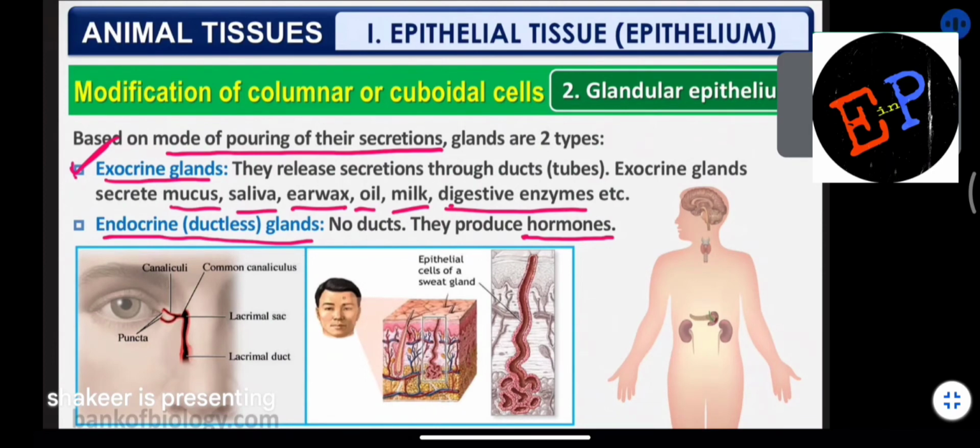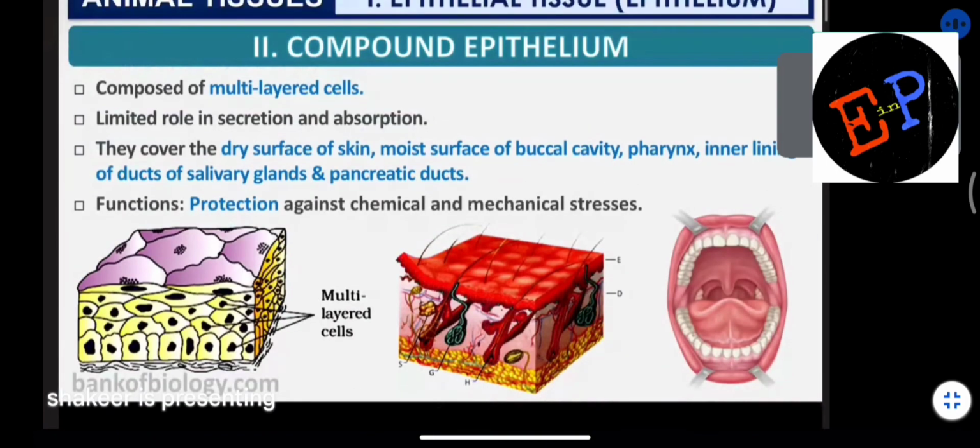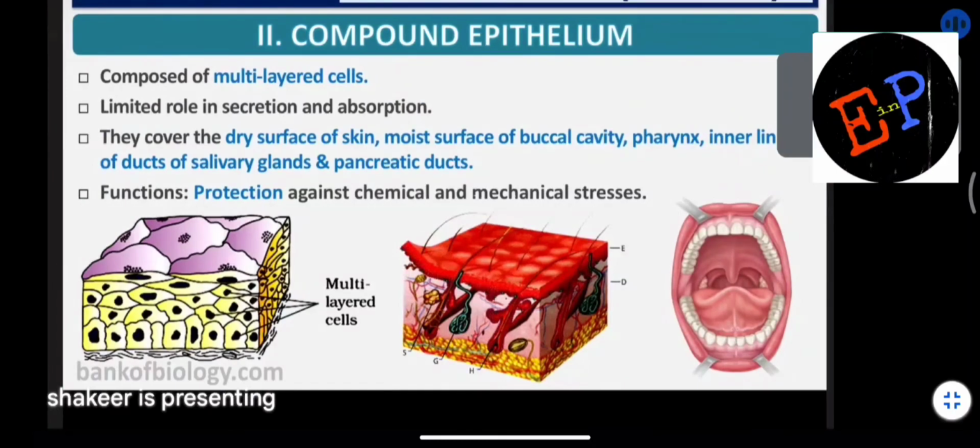Especially these glands are made up of what kind of epithelial tissues? Simple epithelial. And in simple epithelial, what is the type? Columnar and cuboidal. So all this sequence you should remember. Fine. Until now we have studied simple epithelium: squamous, cuboidal, and columnar epithelium. Now we are studying compound epithelium.